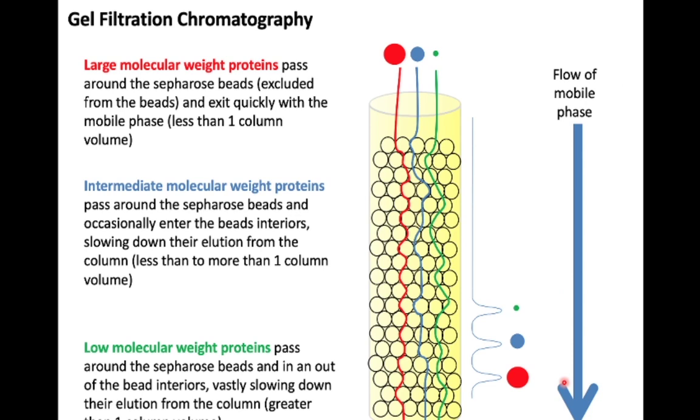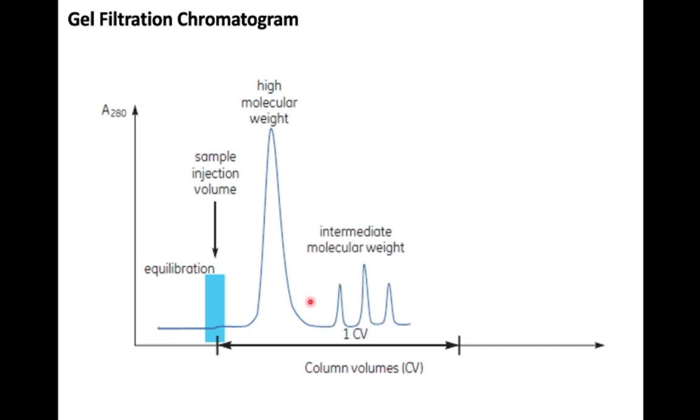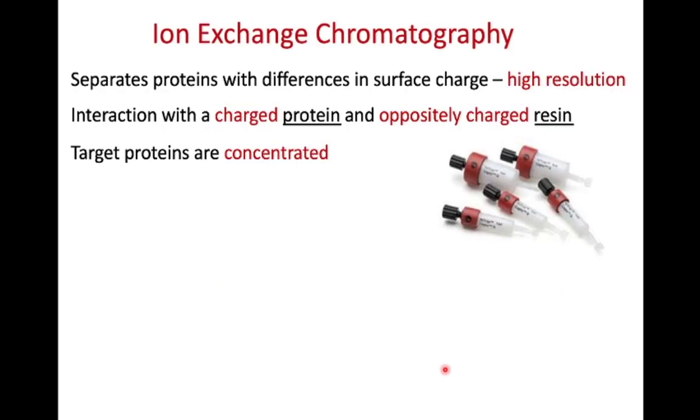If we take a look at a chromatogram, here we've got the absorbance and then the column volumes measured as CV. First we have an equilibration of the column, and then afterwards we add our sample. So a sample is injected into the column, and then here we have the first peak. This is the high molecular weight proteins. Afterwards, when we wash with 1 column volume, we have some intermediate molecular weight, and then we have our low molecular weight, which is eluted last.